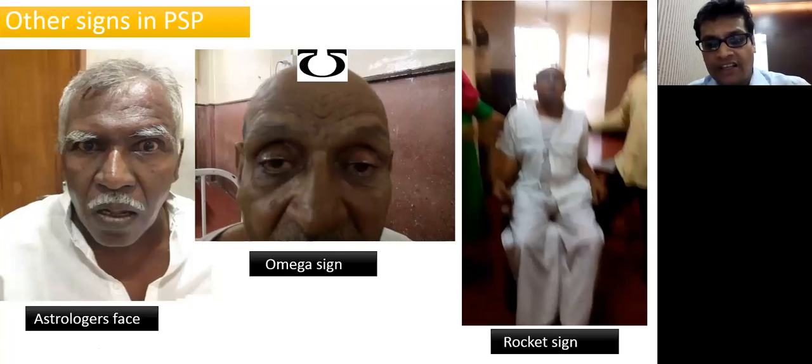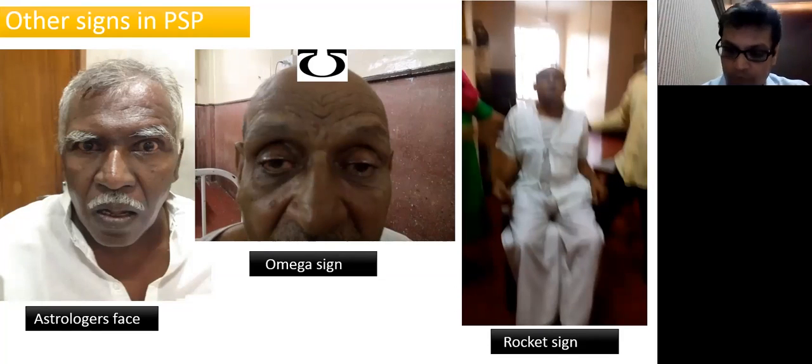So this in PSP, because of frontal lobe dysfunction or frontal lobe involvement, they suddenly try to get up from the chair without foot adjustment. And because of marked postural instability in PSP, which is because of pedunculopontine nucleus affection, in addition to basal ganglia affection, they tend to lose balance backward. So because of frontal dysfunction, they try to get up fast without foot adjustment, and because of postural impairment, they fall like a duck on the chair. And this is called rocket sign, seen in PSP patients.